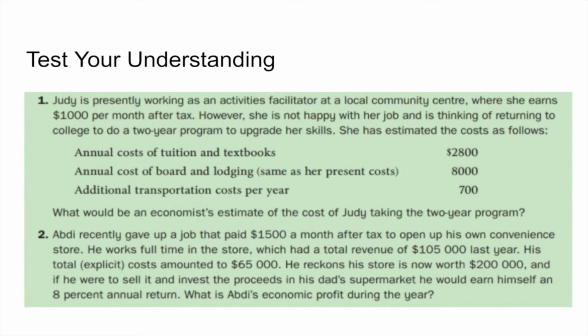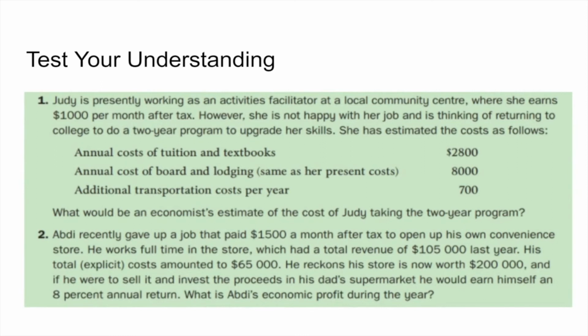She has estimated the costs to be: annual cost of tuition and textbooks, $2,800; annual cost of board and lodging, $8,000, which is the same as her present costs; annual transportation cost, $700 per year. What would be the economist's estimate of her costs of Judy taking the 2-year program?